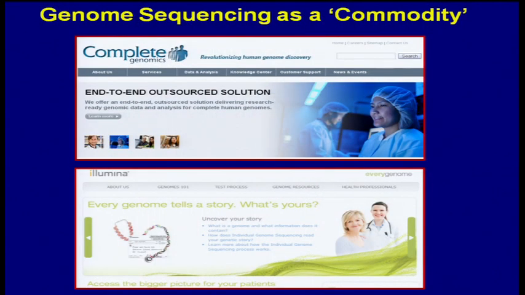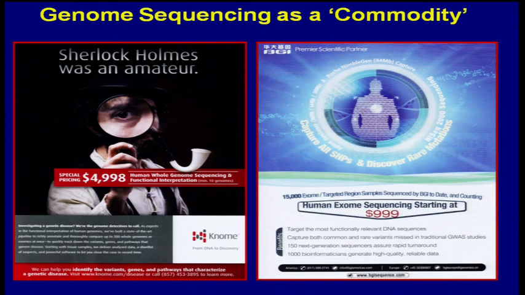If you go to the literature, as I'm sure you do when you open up Science and Nature and sometimes see some of the advertisements, you will see whole genome sequences now being offered for under $5,000, whole exome sequences being offered for under $1,000. And so I think the commoditization of genome sequencing indeed has begun.